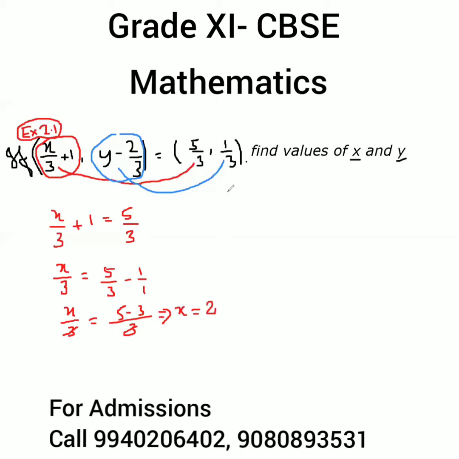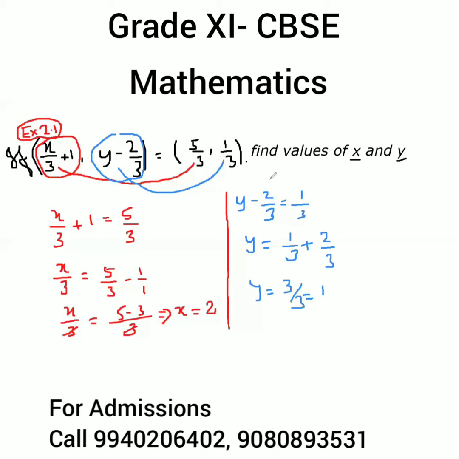Like that you have to find it for y also. I will do it for y, please check. So y minus 2 by 3 is equal to 1 by 3. So y is equal to 1 by 3 plus 2 by 3; when it comes to the other side, it becomes plus 2 by 3, which is y is equal to 2 plus 1 over 3. Since the denominators are the same, no need to take LCM, so directly you can add the numerators. It is 3 by 3, which is equal to 1.